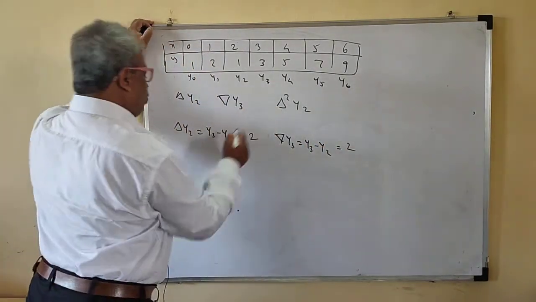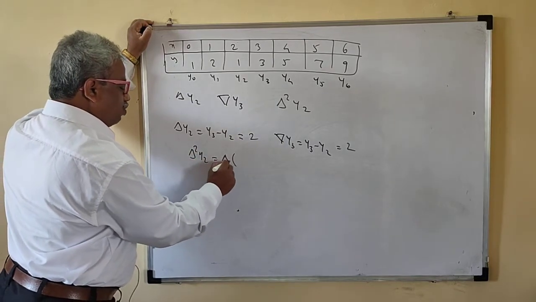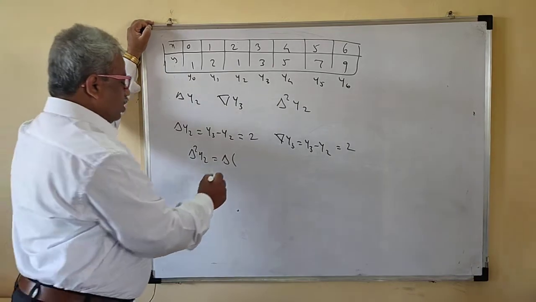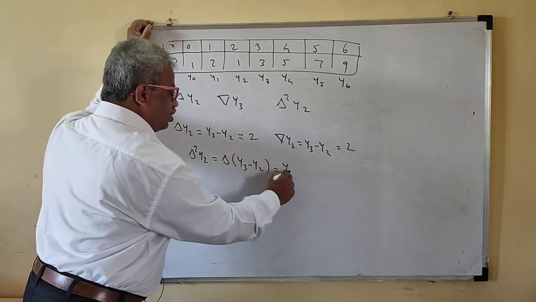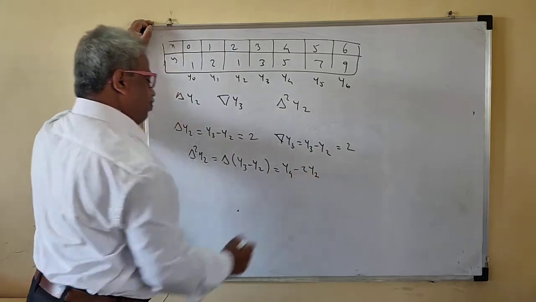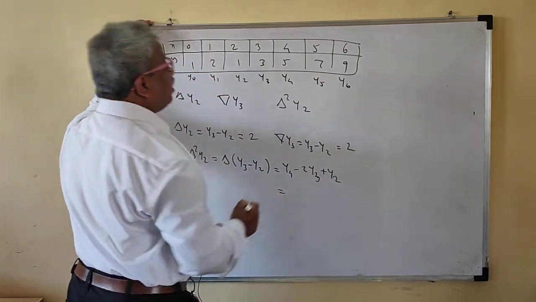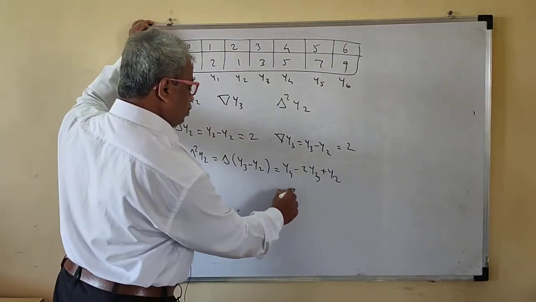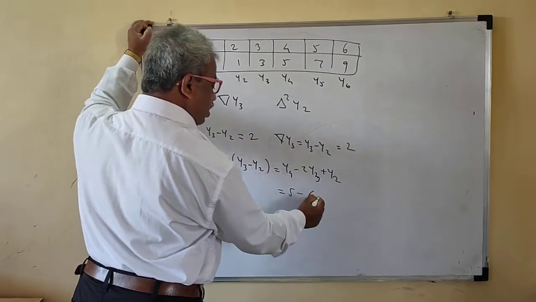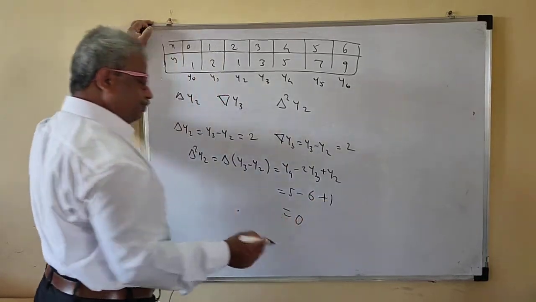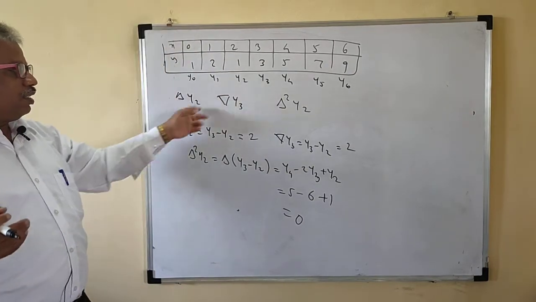Similarly, if we have to find del square y2, this is del of del y2. Del y2 is y3 minus y2, so this is y4 minus 2y3 plus y2. What is your y4? y4 is 5, minus 2 times y3, y3 is 3, so 6. What is y2? It is 1. So this is 0 now.